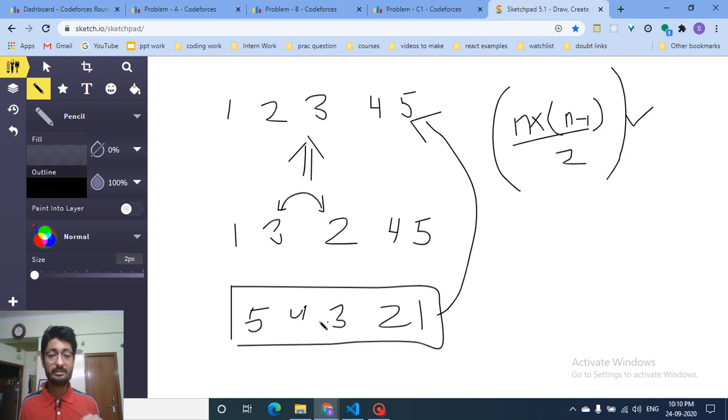Because if it is 3 3, then we don't have to switch these places. But if it is 4 3, then only we have to switch these places. So if all the numbers are strictly decreasing, then this is the maximum number of operations we have to do.